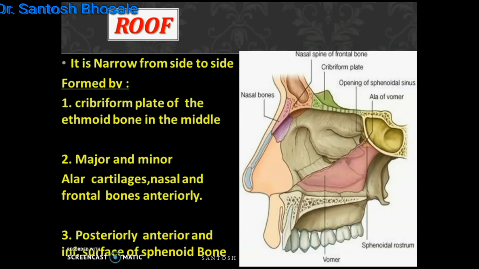Coming to the different walls, the roof of the nasal cavity is narrow from side to side. It is formed by the cribriform plate of the ethmoid in the middle. It is sloping, and anteriorly it is formed by the lateral cartilage, major alar cartilage, frontal bone and nasal bone, whereas you can see there the nasal bone and nasal spine of the frontal bone. Posteriorly it is formed by the anterior and inferior surface of the sphenoid bone. At the level of the cribriform plate, it is around 1.5 to 2 millimeters wide, whereas near the sphenoid bone it is around 8 millimeters wide.